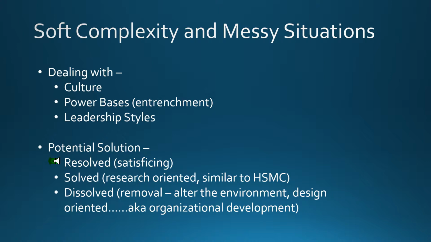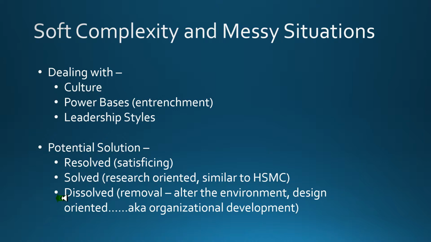That type of change, whether we can argue that's actually true change or not, is so much easier to implement in a situation of soft complexity, because we try to make everybody happy. We try to satisfy the organizational culture, keep all the power bases happy. And as you know, it's very difficult to please everyone within the organization, especially when you're trying to change something. So even though resolving a problem might not be the ideal solution, it actually happens probably most often.